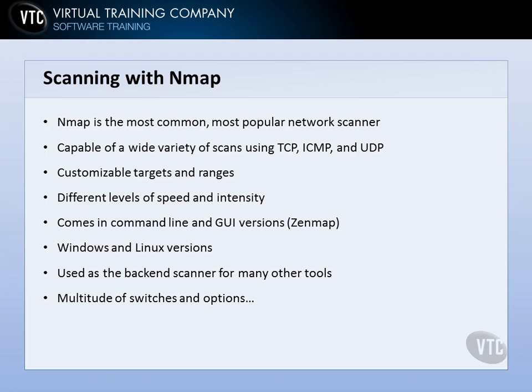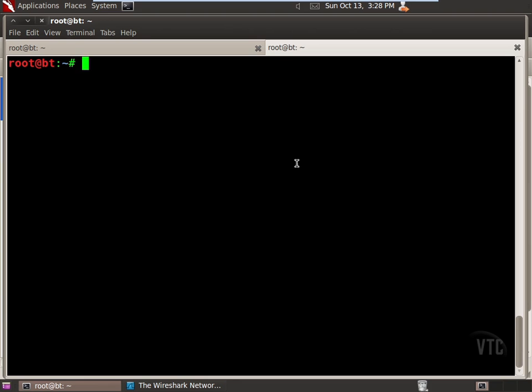Nmap has a multitude of switches and options. In fact, I'm going to go into Backtrack right now and show you what some of those options and switches are. Okay, we're in Backtrack 5 Release 3, and what I want to do just really quickly is show you a little bit about Nmap and what the switches are. In our next session, we're going to actually run Nmap from the command line, and I'll also show you Zenmap, the GUI front end for Nmap.